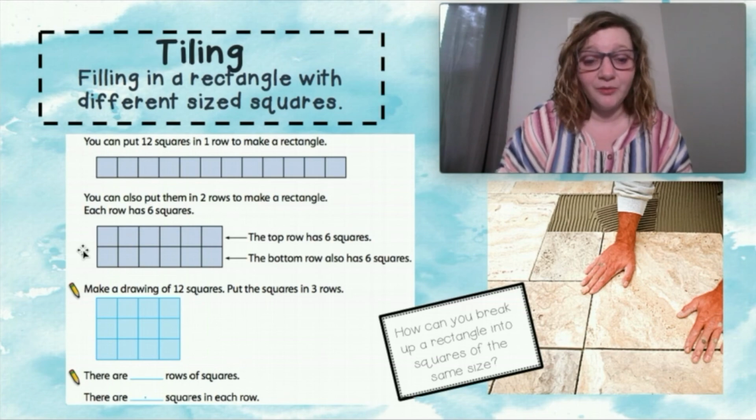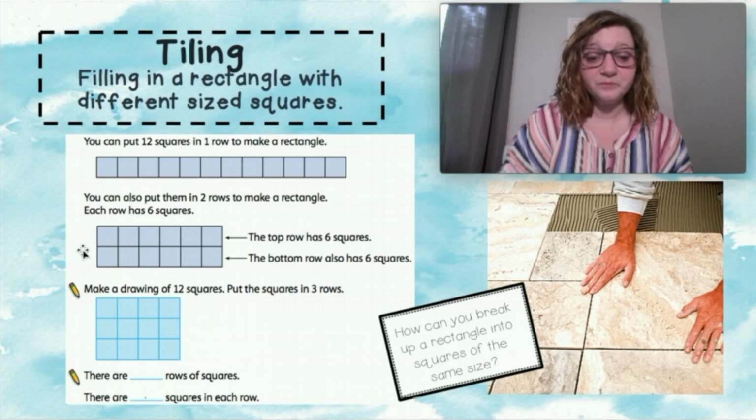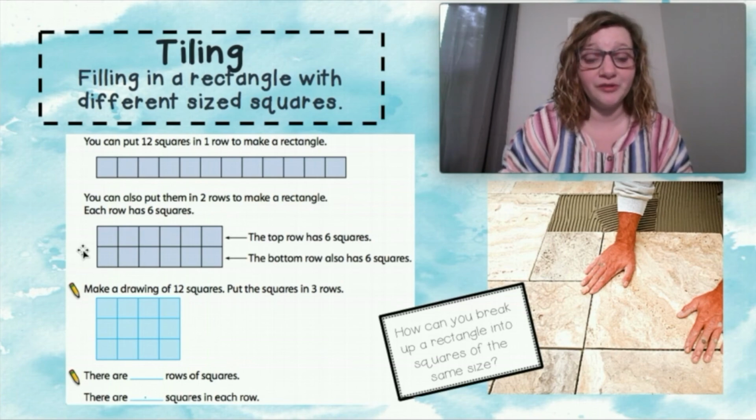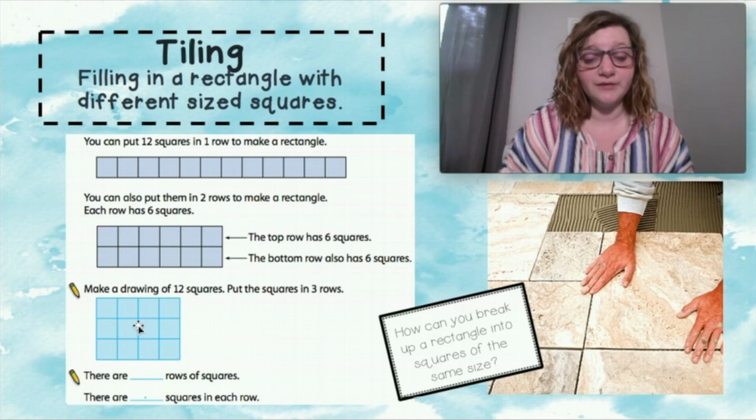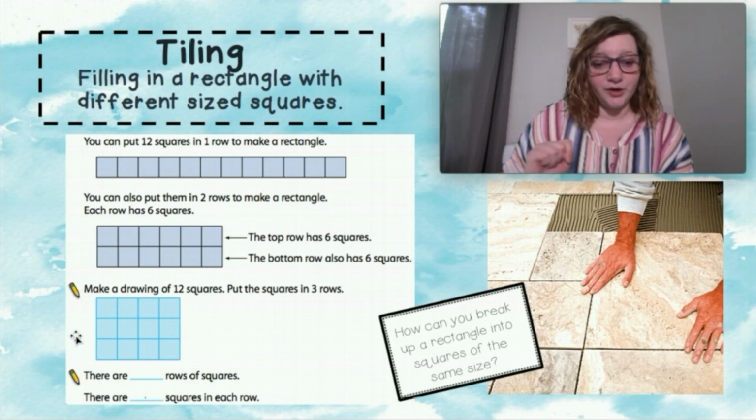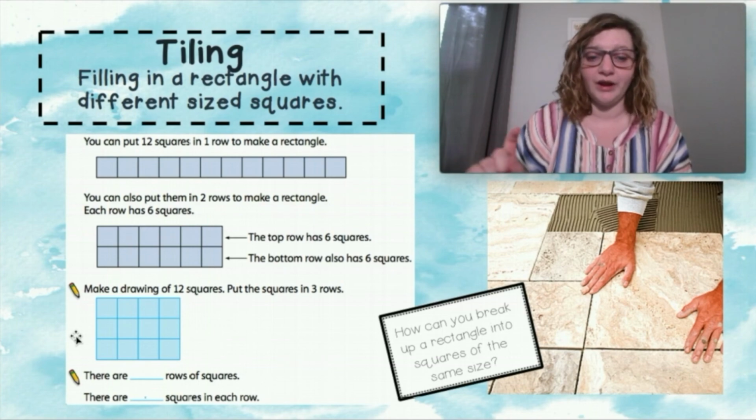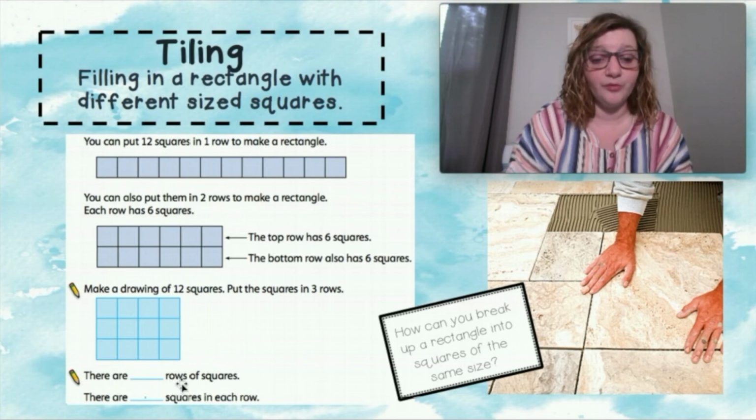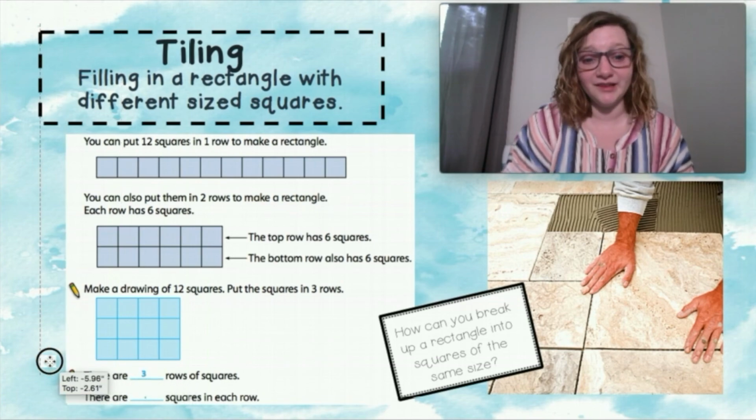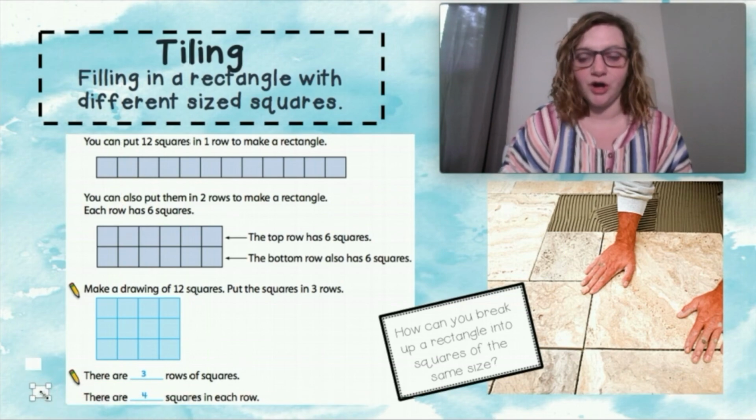Now there's another way we can tile a rectangle using squares. We're going to, instead of 2 rows, put the squares into 3 rows. So we've got 1, 2, 3, 4 in the top row. 1, 2, 3, 4 in the second row. 1, 2, 3, 4 in the third row. So we've got 3 rows there, you can see, and we've got 4 squares in each row. So if we were to describe this, we would say there are 3 rows of squares, and there are 4 squares in each row. Pretty easy peasy, right? So now what we're going to do is we're going to try to draw our own squares.